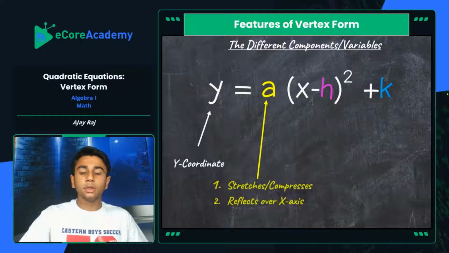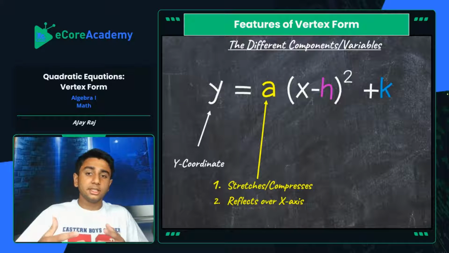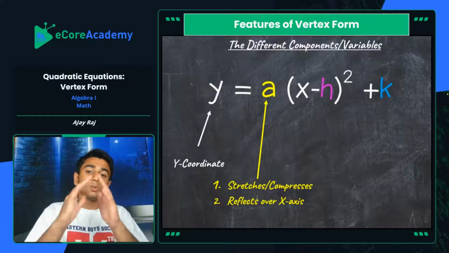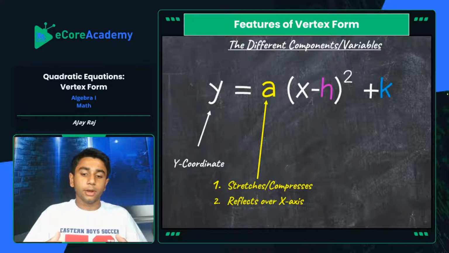Then, of course, your a. We looked at a in the previous video on quadratic function basics. This is the basic transformation that we looked at, and this basically stretches or compresses your parabola. It makes it wider, or it makes it much narrower through vertical stretches and vertical compressions.